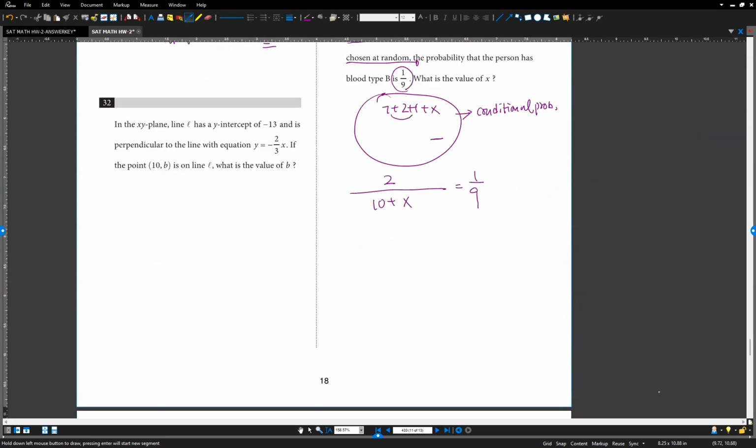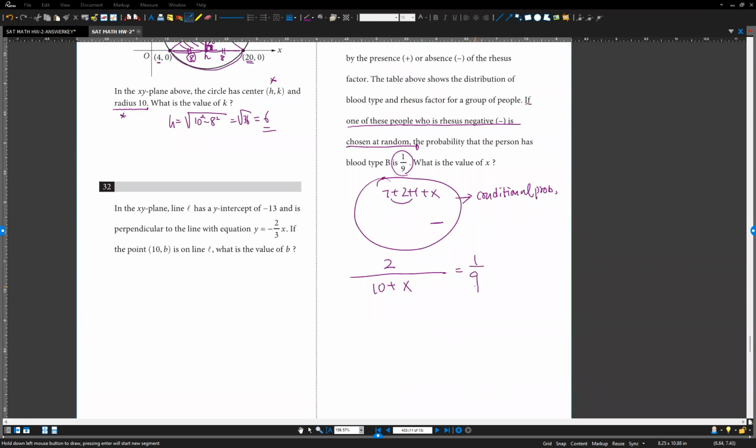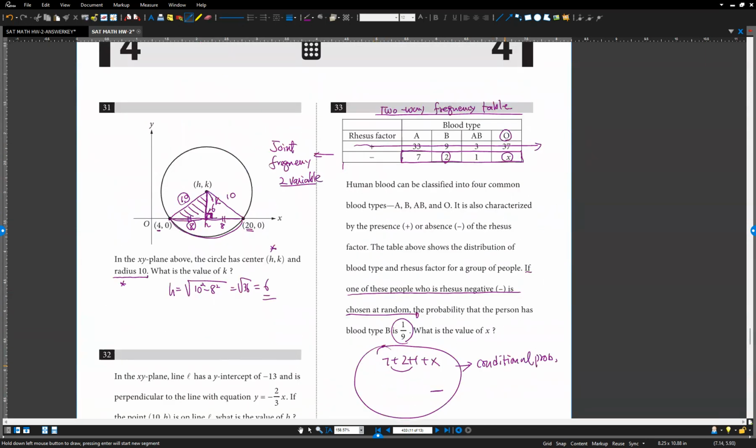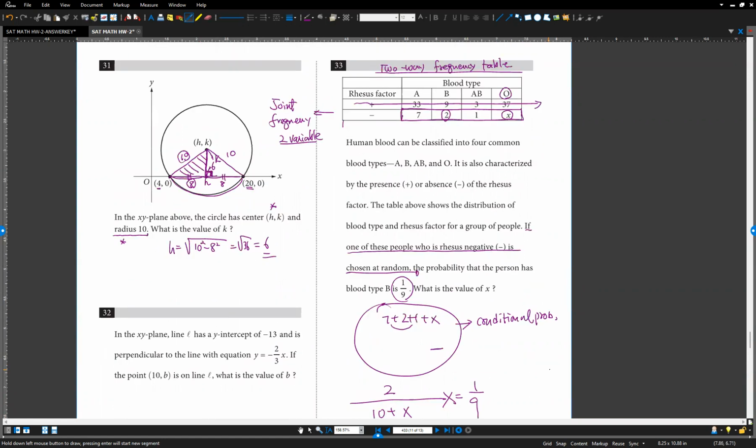Everybody's okay, right? All right. Now using cross multiplication, 10 plus X equals 18. X equals how much? 18 minus 10 equals 8. That is the value of X, using the conditional probability. Any question on number 33? It is okay. All right.